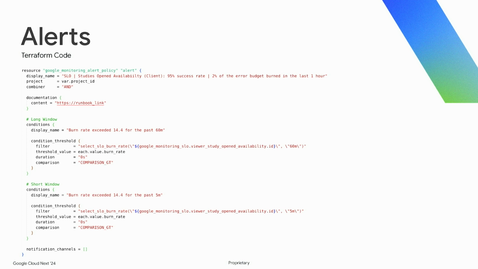And again, here's some Terraform code for one of those burn rate alerts. This one happens to be 2% of the error budget burned in the last 1 hour. There are 2 conditions on the alert, one for the short window and one for the long window. And a key here is the combiner at the top. That will ensure that both of the conditions are true before sending the alert.